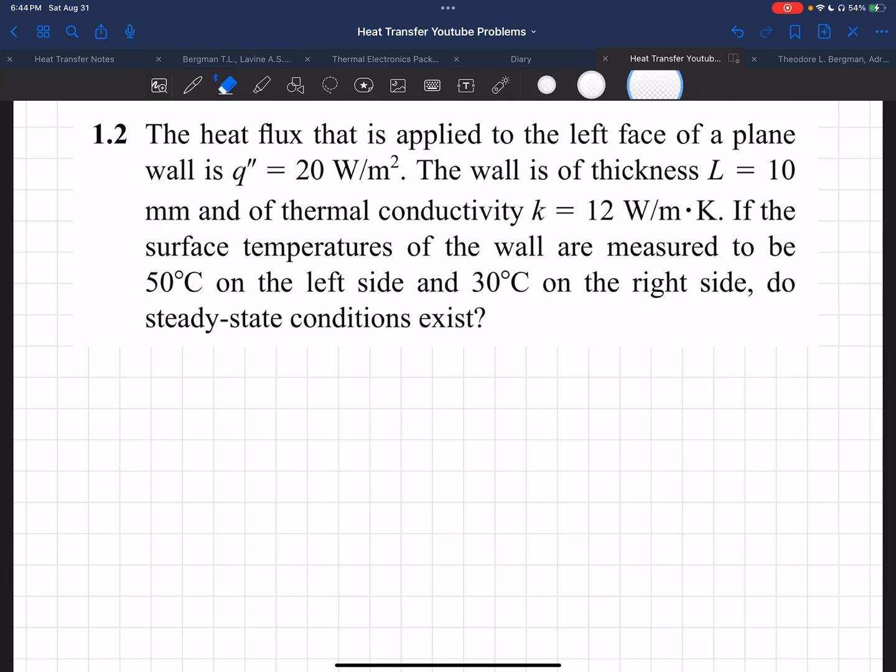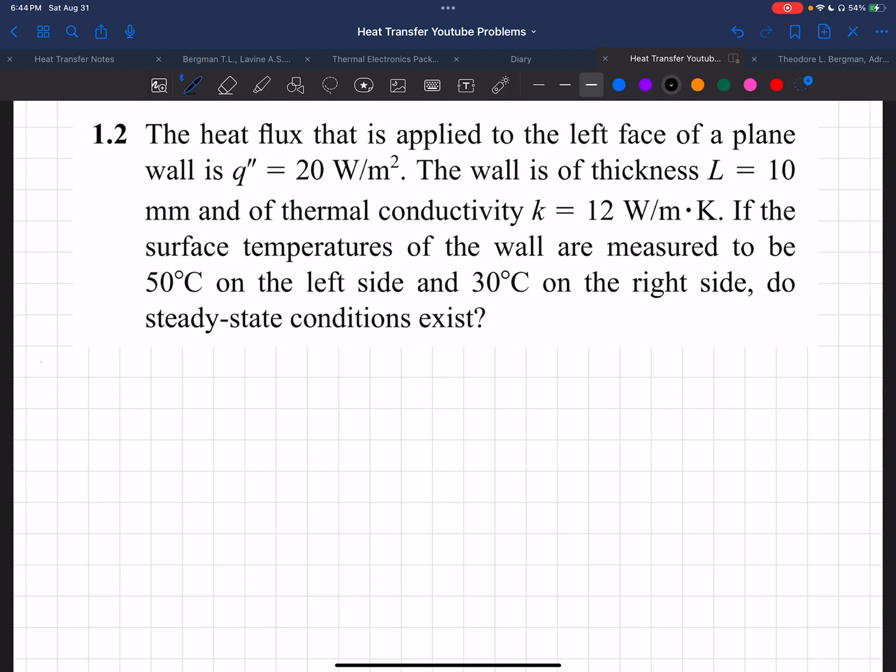So today we're going to look at problem 1.2, which says the heat flux that is applied to the left face of a plane wall is q double prime equals 20 watts per meter squared. The wall is of thickness L equals 10 millimeters and of thermal conductivity k equals 12 watts per meter Kelvin. If the surface temperatures of the wall are measured to be 50 degrees Celsius on the left side and 30 degrees Celsius on the right side, do steady state conditions exist?